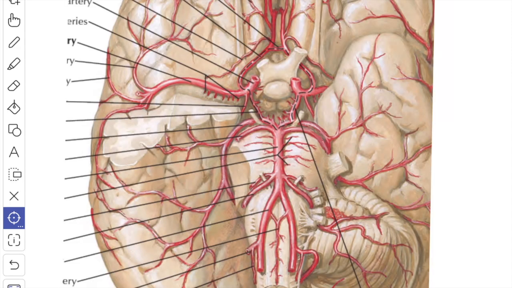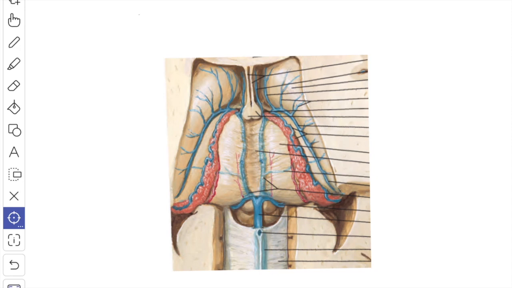Blood supply. The midbrain is supplied by the following arteries. It is supplied by the basilar artery through its posterior cerebral and the superior cerebellar arteries. The basilar artery also supplies the midbrain through direct branches. Then the branches from the posterior communicating artery and the anterior choroidal artery also supply the midbrain. The venous drainage is by the great cerebral vein and the basal vein. So the basal vein and the great cerebral vein drain the midbrain.